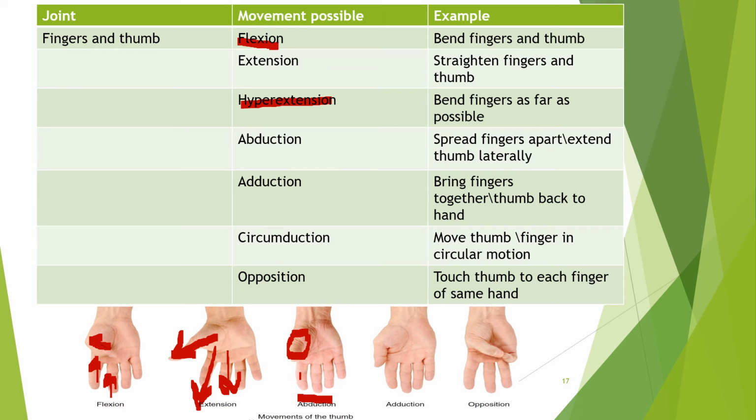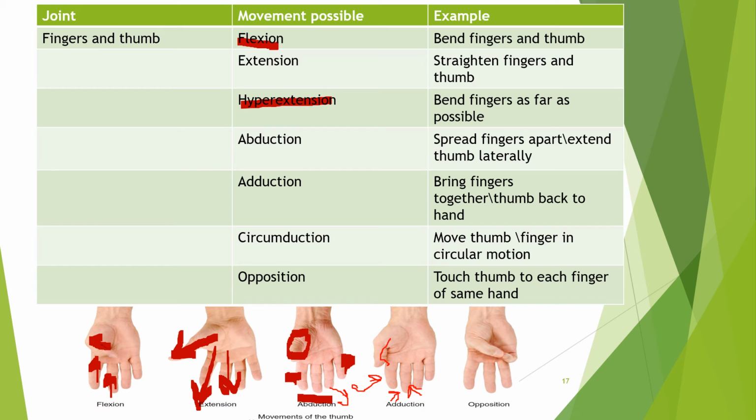The fingers go away from each other. And adduction is when the fingers come to join each other. Here the thumb is attached with the hand.